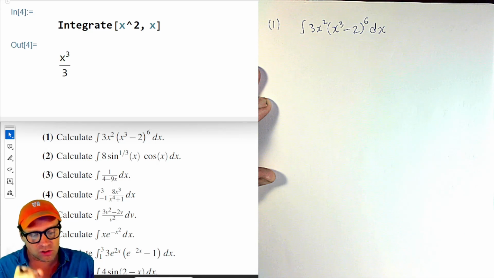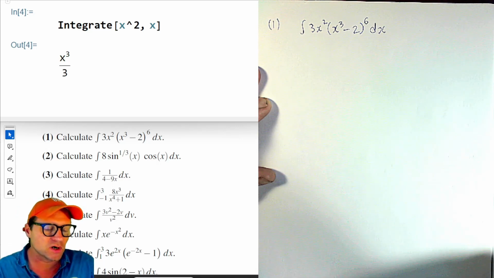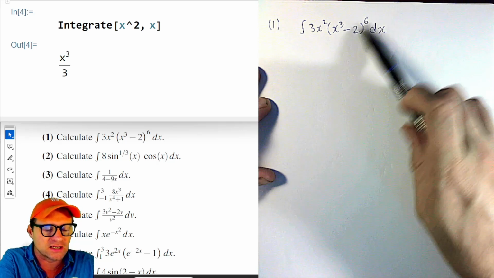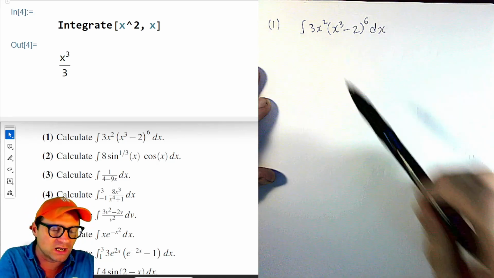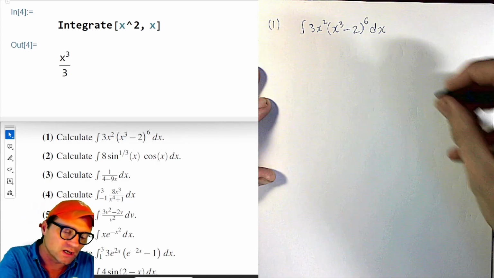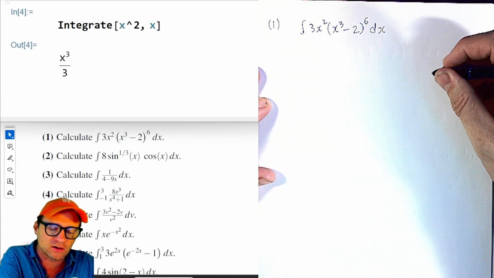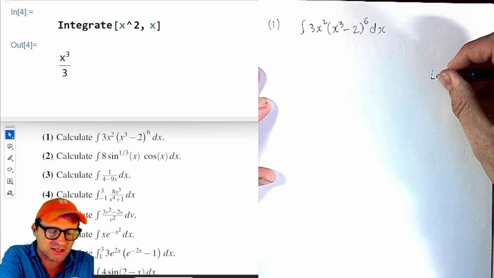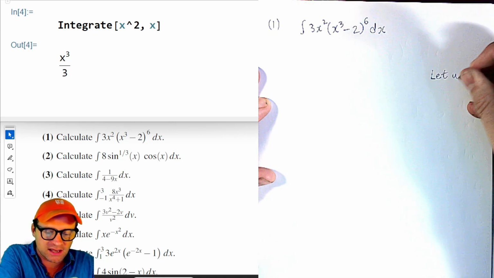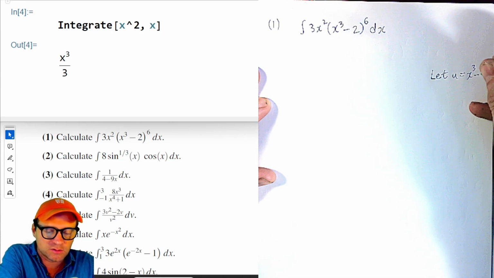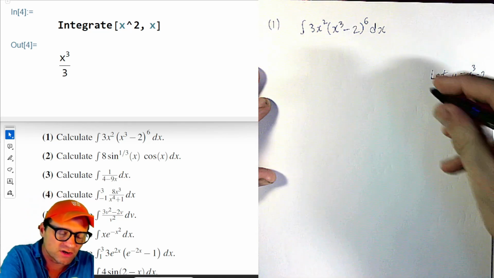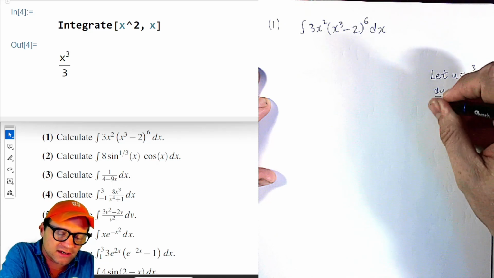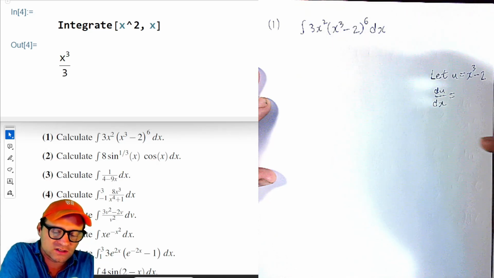Okay, and so you look at this. What is the most complicated part of this? Well, it's this part, getting 6th powered. And the inside function is what we want to let to be u. And so over here in my scratch paper section of the page, let's say let u equal x cubed minus 2. All right, now with that, we want to take the first derivative, du on dx, and so it's equal to 3x squared.